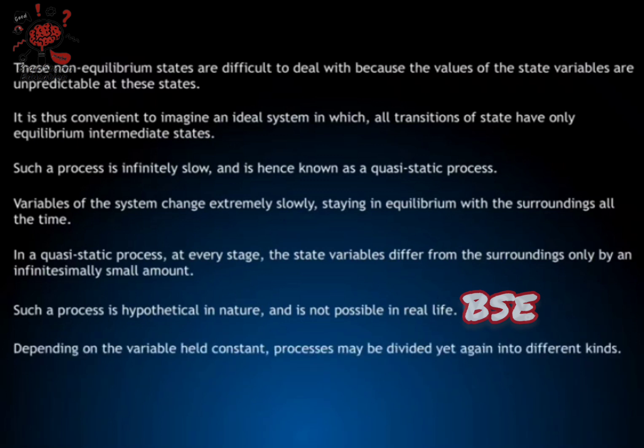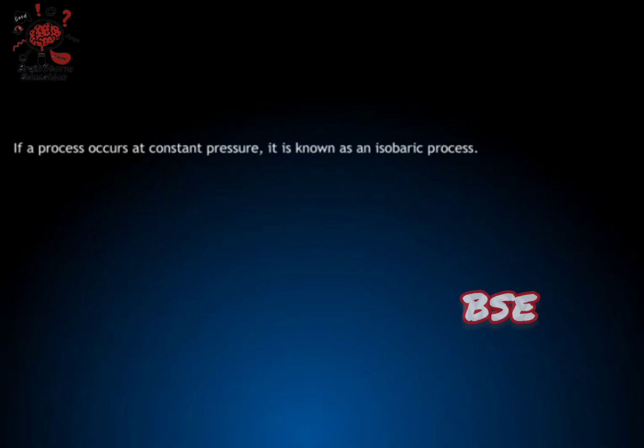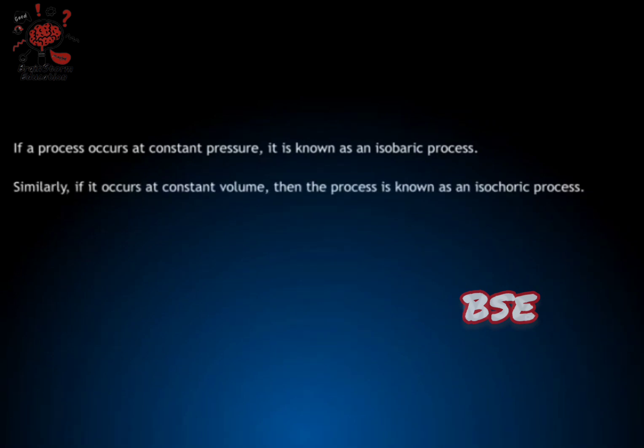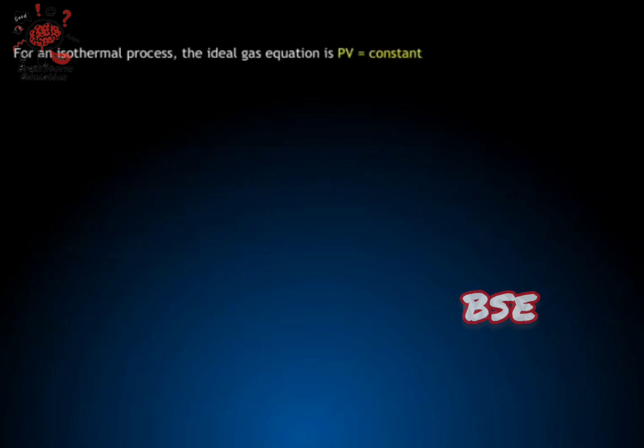Depending on the variable held constant, processes may be divided yet again into different kinds. For a process occurring at a constant temperature, the term used is isothermal process. If a process occurs at constant pressure, it is known as an isobaric process. Similarly, if it occurs at constant volume, then the process is known as an isochoric process. If there is no heat flow between the system and its surroundings, then the process is known as an adiabatic process. For an isothermal process, the ideal gas equation is PV equals constant.